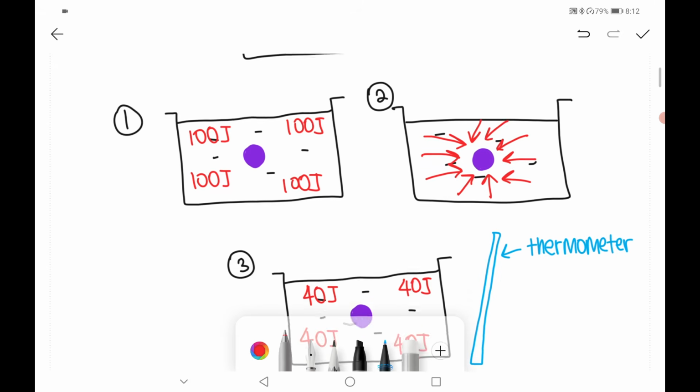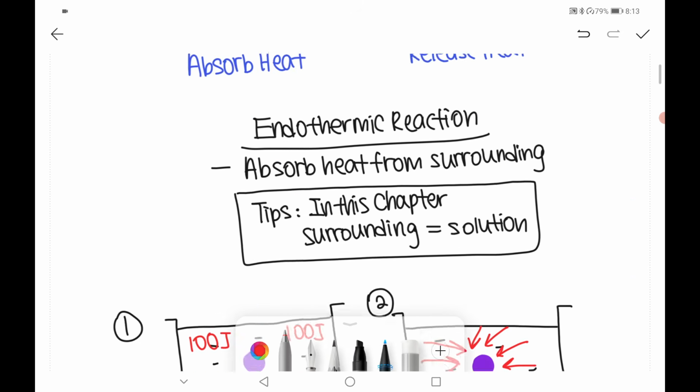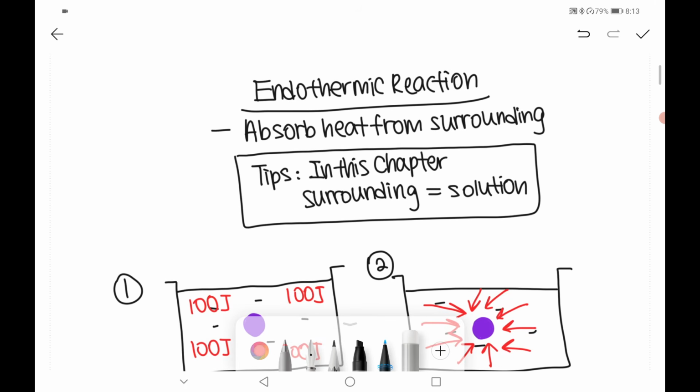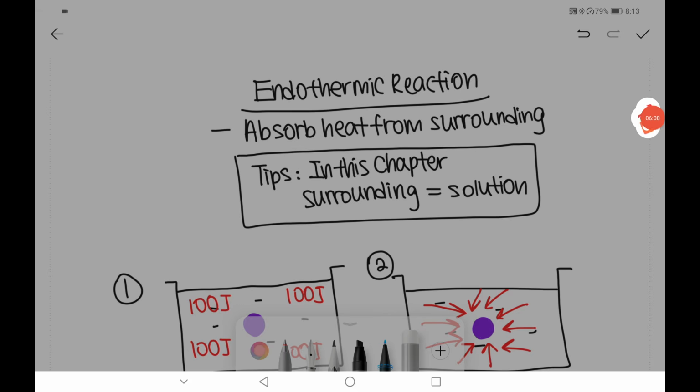The next thing, you must know the relationship between endothermic, exothermic, and temperature. You must know how the temperature changes in the endothermic reaction and how the temperature changes in the exothermic reaction. That is what you need to know. Now let us start with the endothermic reaction first.